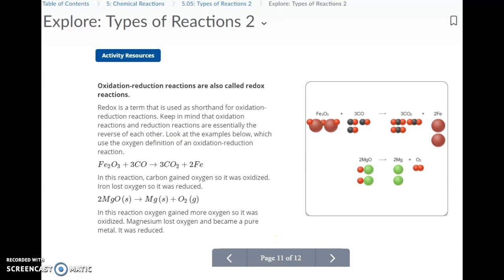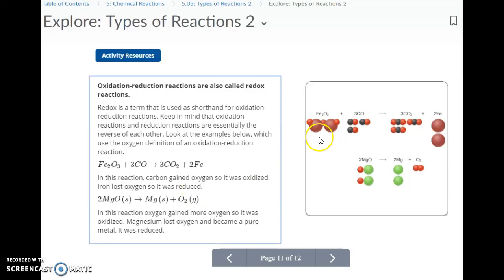Oxidation reduction reactions are also called redox because it's abbreviated: reduction, oxidation, redox. Redox is a term that is used as shorthand for oxidation reduction reactions. Keep in mind that oxidation reactions and reduction reactions are essentially the reverse of each other. Look at the examples below, which use the oxygen definition of an oxidation reduction reaction. In this reaction, carbon gained oxygen, so it was oxidized. Iron lost oxygen, so it was reduced.